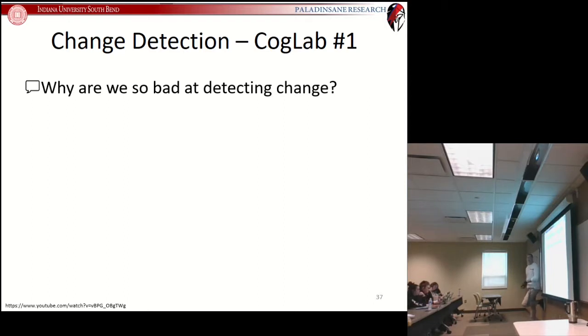So one of the reasons that we don't detect change is that we don't have an internal representation in our mind of what the outside world is. And one of the reasons we don't have that internal representation is that it would take up too much processing power in our mind. And we don't need it, because we have a representation of the world. It's out there in the world.